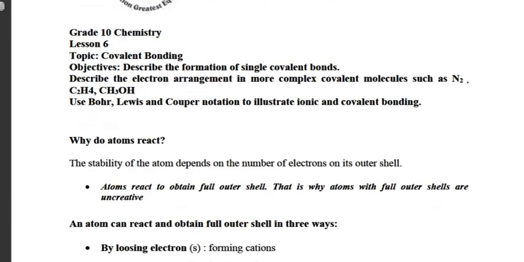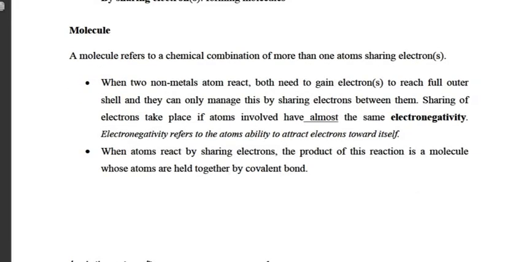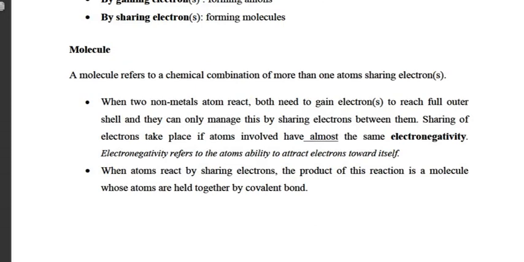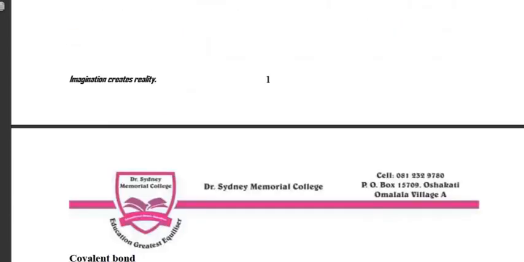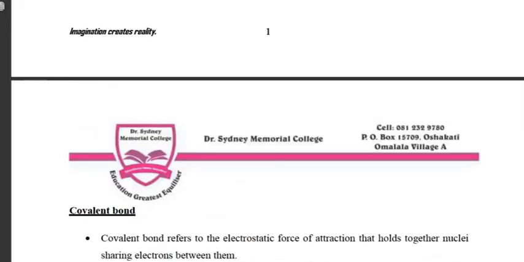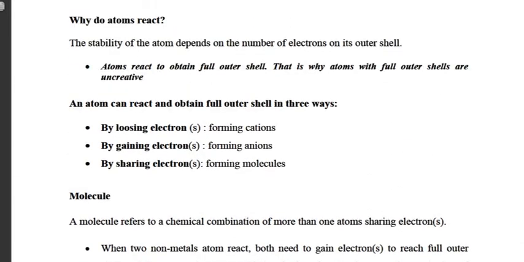We're going to be looking at lesson number 6 on the topic covalent bonding. This is a concept which we did in grade 8, talked about again in grade 9, but now we're going to do it again in grade 10, and you will find that there is going to be a lot of new material that we're going to add onto it.